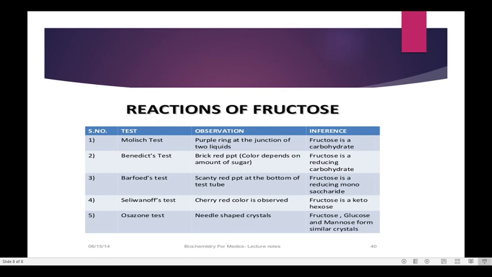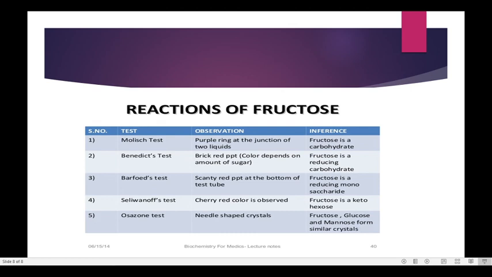Fructose reacts with Seliwanoff's reagent to give a cherry red color, which indicates that fructose is a ketohexose sugar. Again, fructose forms osazone and it gives needle-shaped crystals. So fructose, glucose and mannose, all these three monosaccharides form similar crystals.